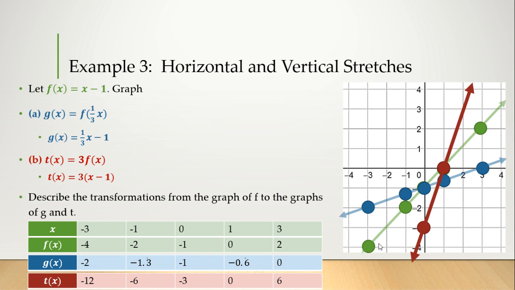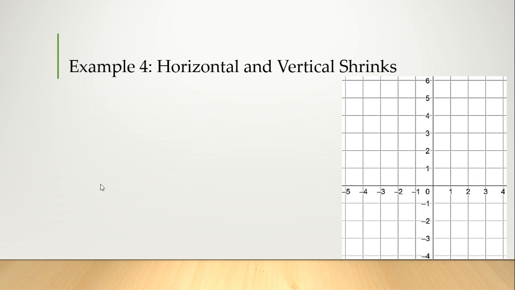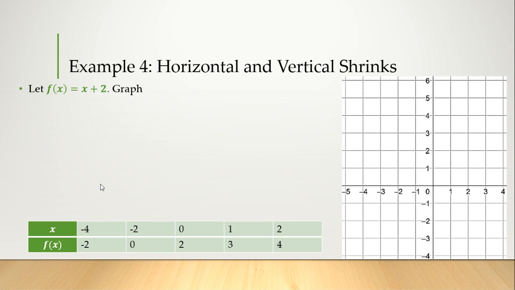Okay, so the green and the blue, once again, because it was inside the parentheses, horizontal stretch. Outside the parentheses with the red, created a vertical stretch. All right, horizontal and vertical shrinks. We've got our equation. We make the table. Graph all of our points. Draw the line. Here's our new equation.